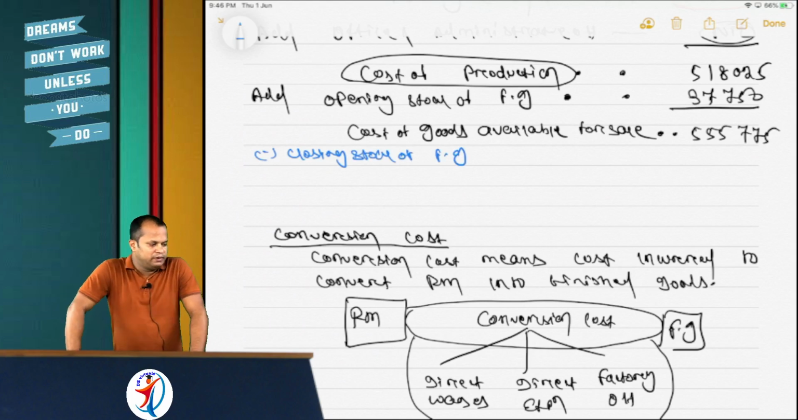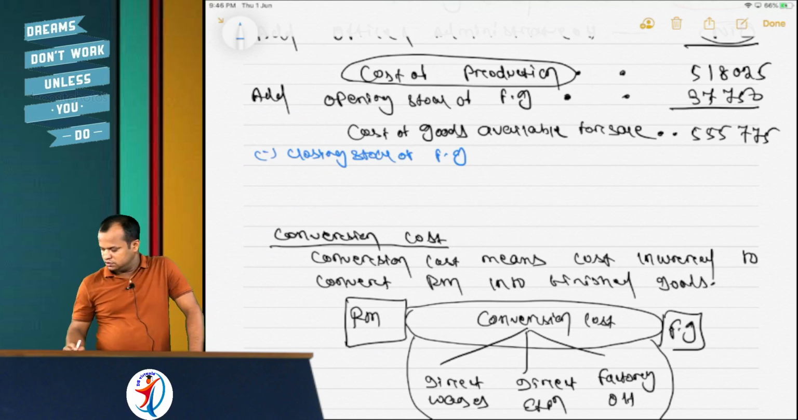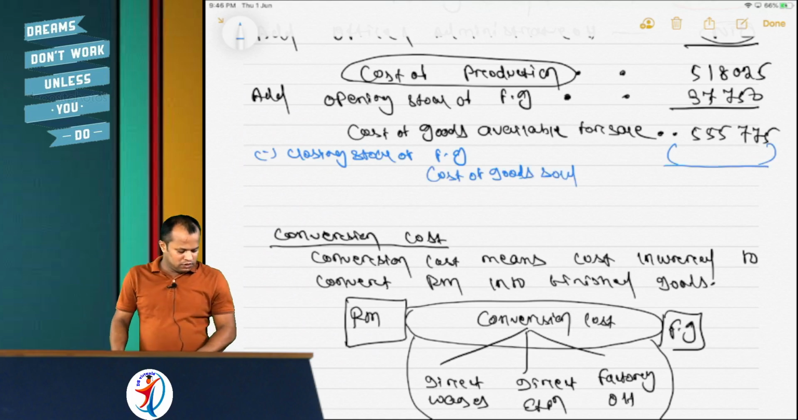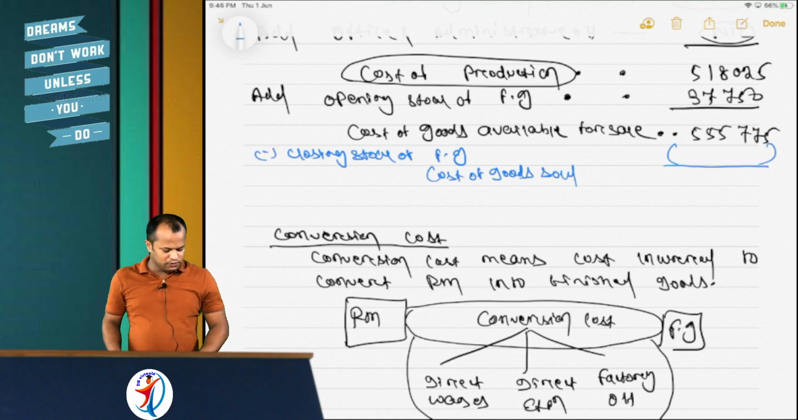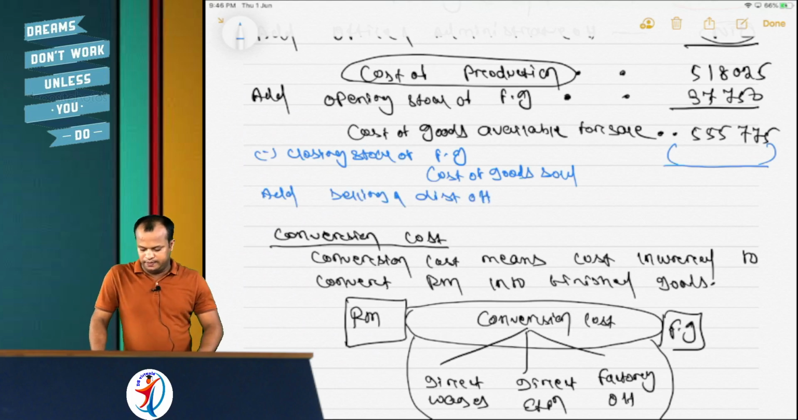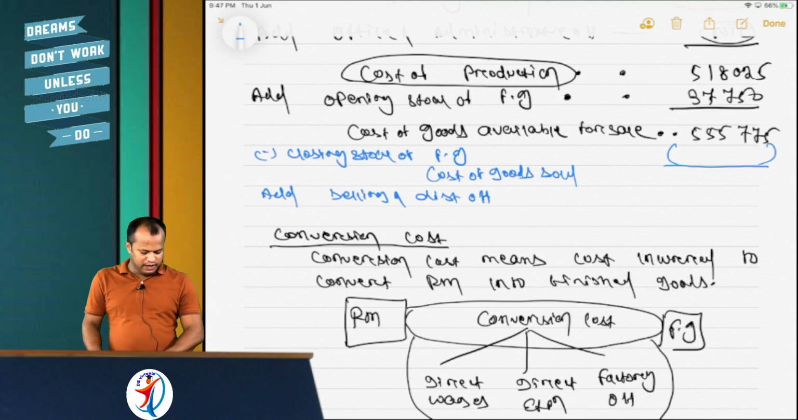From cost of goods available for sale, we will deduct closing stock of finished goods, but the amount is not given. The result will be cost of goods sold. Is it given in the question? Answer is no. Cost of goods sold is also not given in the question. Or selling and distribution overhead. It is nil.